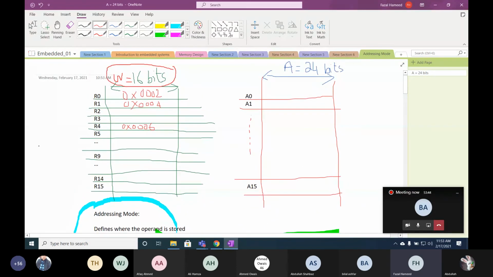Let's assume I write an instruction, and that instruction is like this: add R1, R0, and R4. Now this addressing mode is register addressing mode. Let's assume this is an operation. ये जो operation है, इस तरह से होगा ना? C is equal to A plus B.